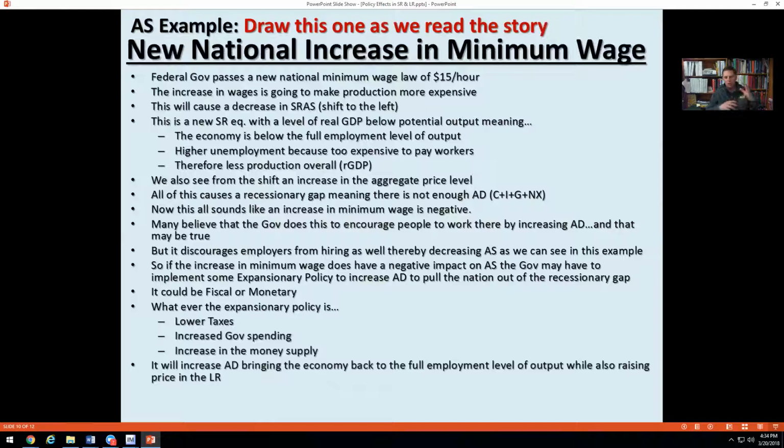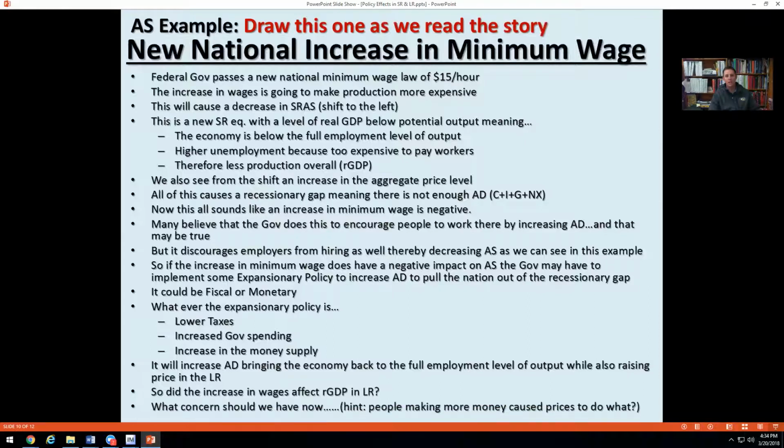So you can see if AS shifts and gets us out of whack, the government can do something, or the Fed can do something to manipulate AD. If they don't and they leave it alone, aggregate supply will then come back to where it was. It'll just shift one way and it'll shift back the other way. So did the increase in wages affect real GDP in the long run? And we say not in the long run. Okay, unaffected.